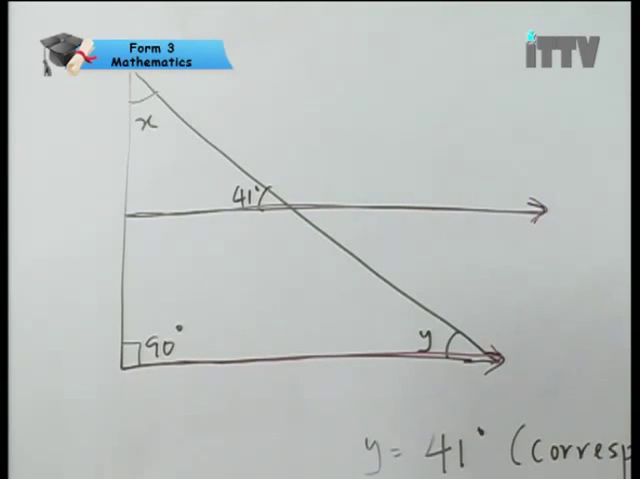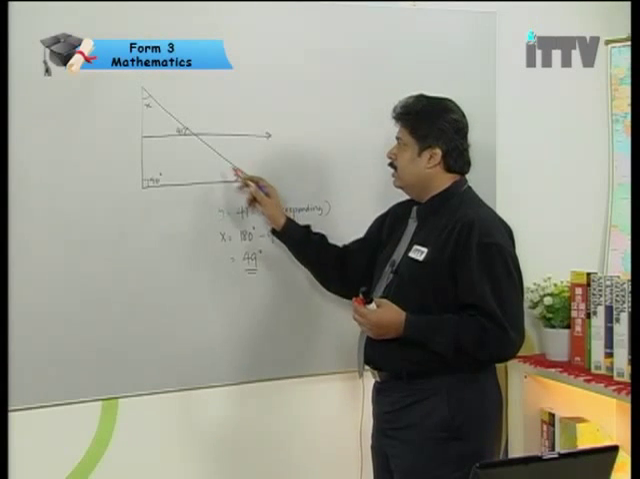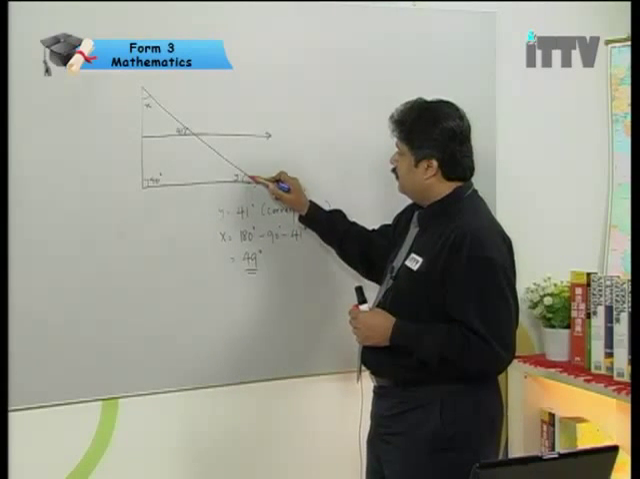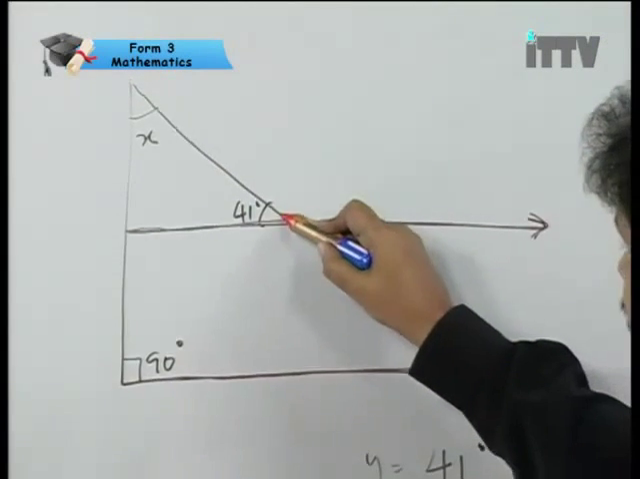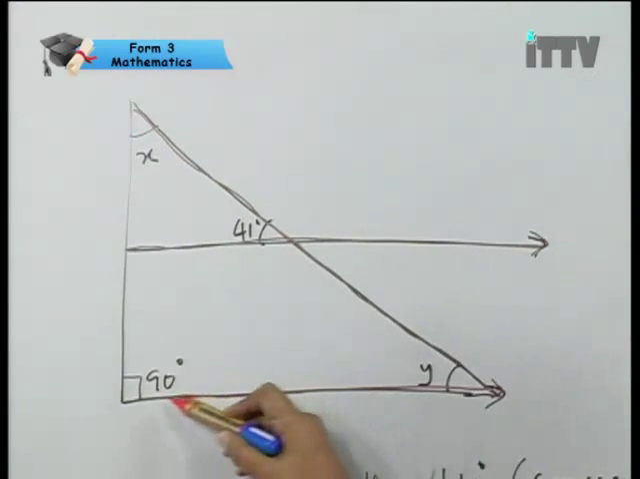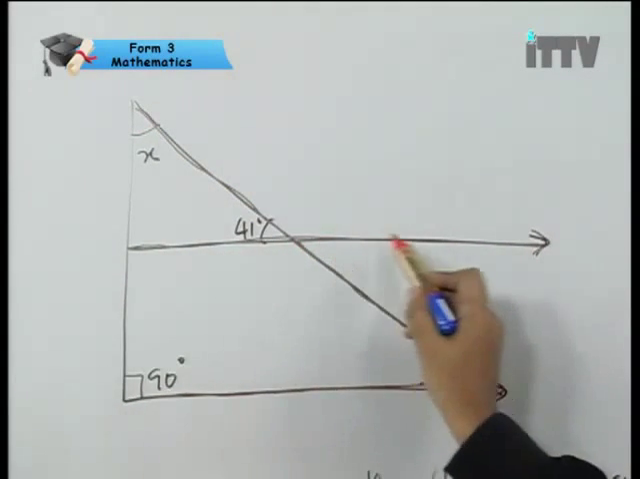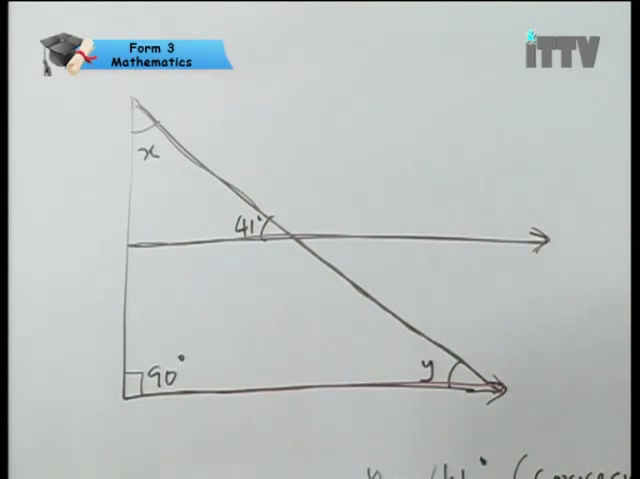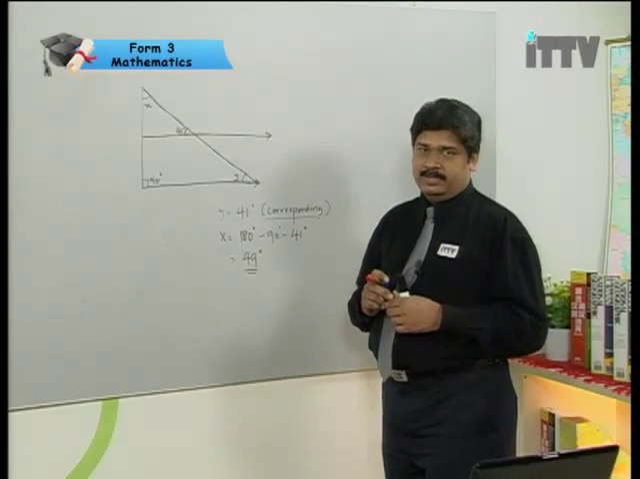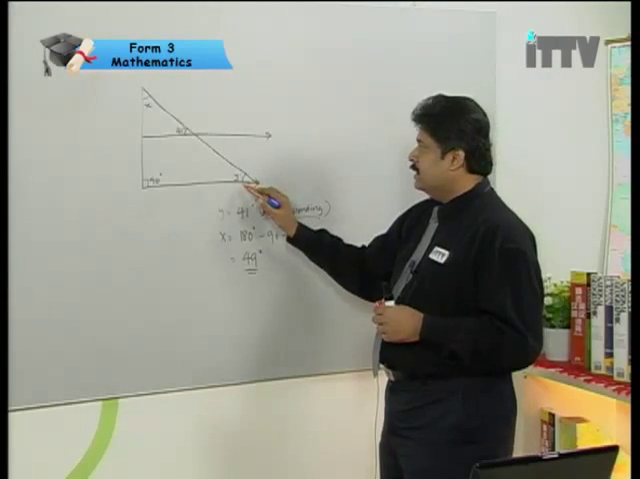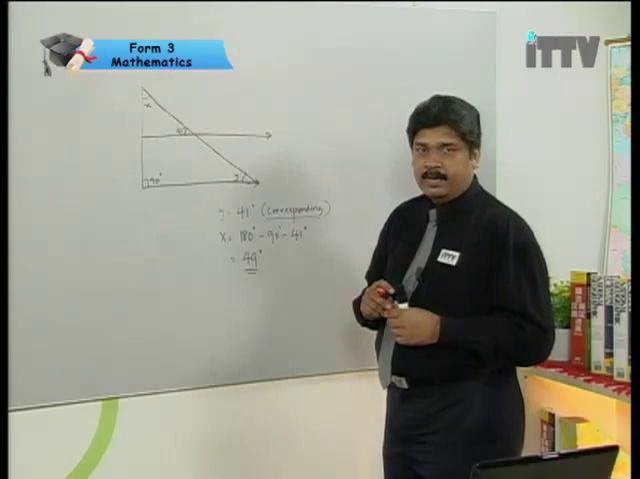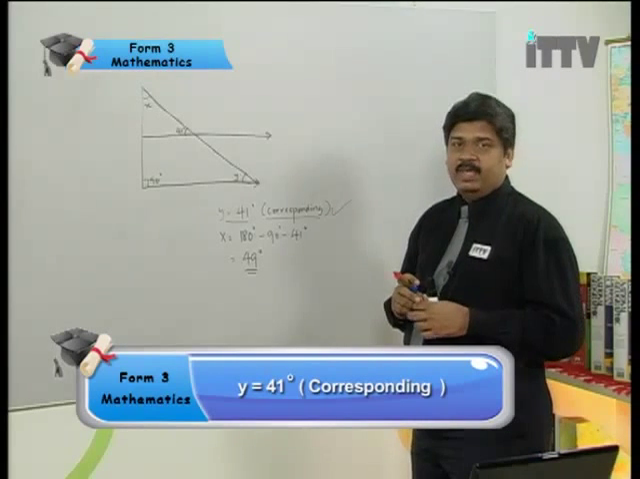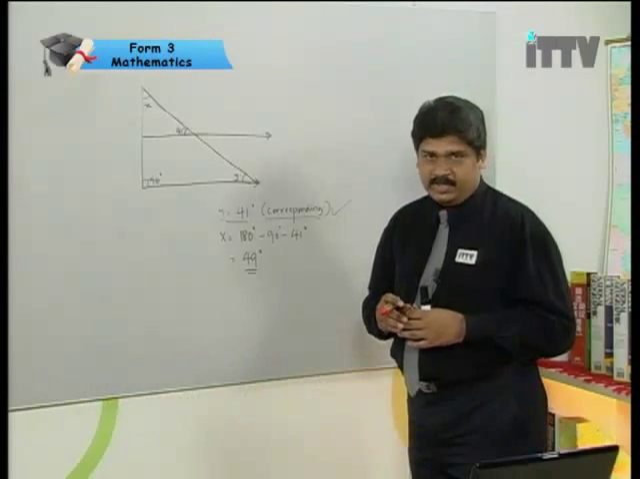So how can I equate or how can I relate Y to 41? If you look closely, I can draw another line across these two parallel lines and I can observe that this looks like a F shape. So therefore, if you remember, the F shape produces corresponding angles. Therefore, Y is corresponding to 41. As such, the value of Y would be 41 because they are of equal nature.